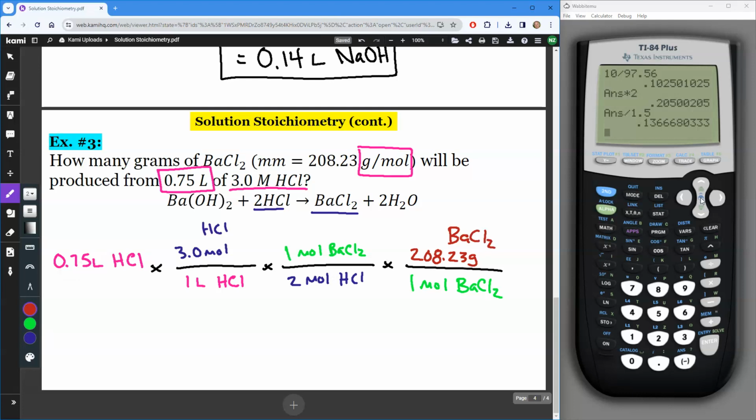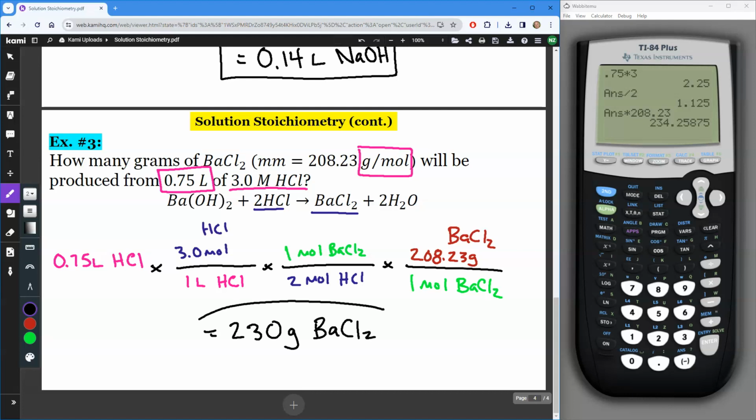Just like that. Let's plug this into our calculator. We have 0.75. 3's in the numerator, so I'm going to multiply. 2's in the denominator, so I'm going to divide. And then 208.23 is in the numerator, so I'm going to multiply. There we go. It looks like we want to round to 2 sig figs. So this will be 230 grams of barium chloride. That is solution stoichiometry.